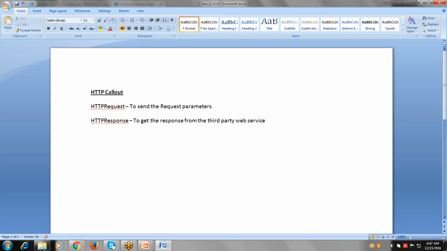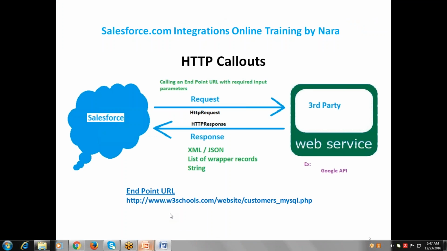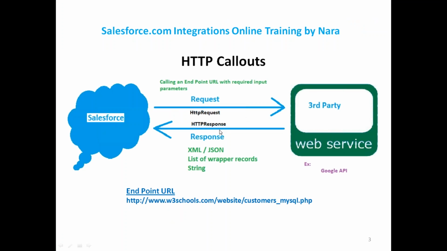So the integration takes place based on the endpoint URL. So the entire integration takes place based on the endpoint URL. So here endpoint URLs are the key areas where the integration takes place. Whereas in SOAP integration, the key area is the WSDL file. Whereas in REST integration and HTTP callout, the key area is the endpoint URL.